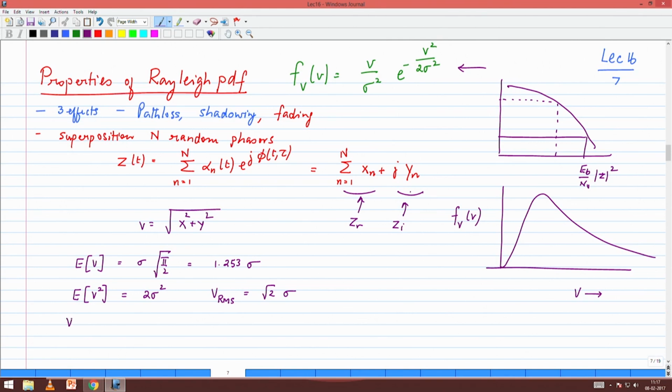Now, the variance, not sure if we wrote it down yesterday, sigma V squared. Notice you have to be very careful not to confuse this sigma with the sigma of the Gaussian random variables.